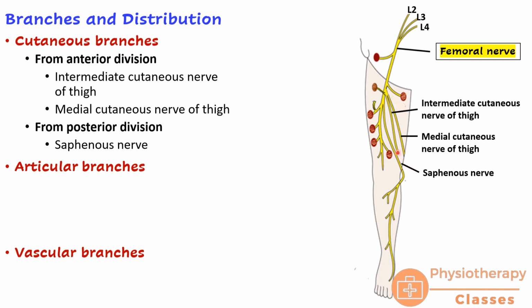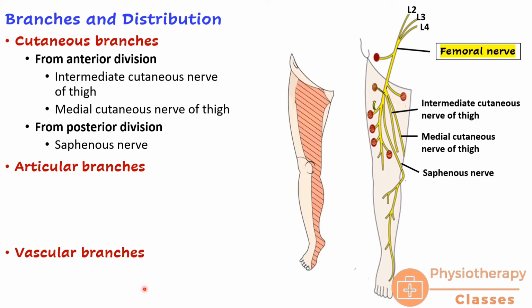And then from the posterior division, it gives the longest cutaneous nerve of the body, that is the saphenous branch, which is not only going to run through the thigh, but it is actually going to supply the skin over the medial aspect of the leg and the medial aspect of the foot also, dorsum of the foot also. So this is the saphenous branch from the posterior division.